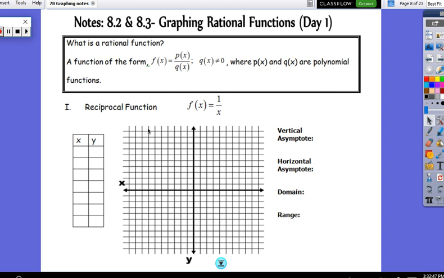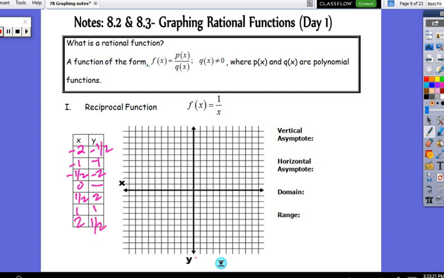Alright, the most basic type of rational function is called a reciprocal function, 1 over x. So if we pick x values of the following, to find our y values, we're going to take the reciprocal. So the reciprocal of -2 is -1/2, -1, -2. The reciprocal of 0 is undefined because 1 over 0. All right, and then we have 2, 1, and 1/2.